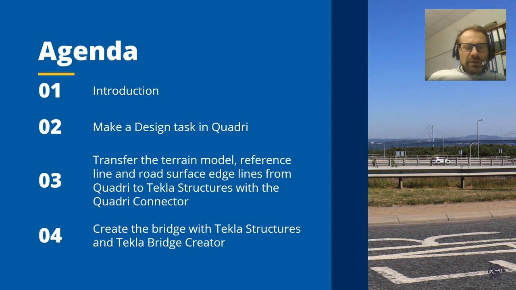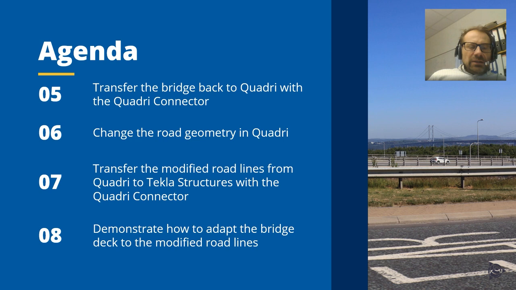First, we will do an introduction, and then we will show you how to make a design task in Quadri. The design task is the anchor for the data flow between Quadri and Tekla Structures. Then we will transfer the terrain model, the reference line, and the road surface edge lines from Quadri to Tekla with this Quadri connector extension. We will create the bridge in Tekla Structures with another extension called Tekla Bridge Creator. And then we will again transfer the bridge geometry data back to Quadri with this Quadri connector.